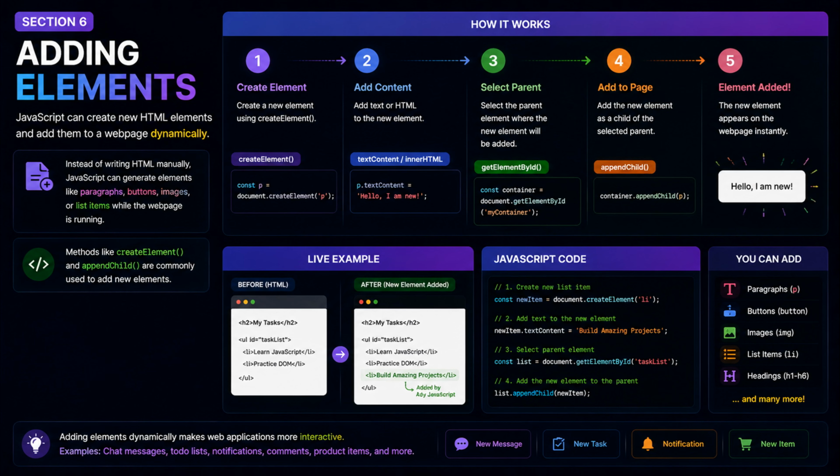Section 6. Adding elements. JavaScript can create new HTML elements and add them to a web page dynamically. Instead of writing HTML manually, JavaScript can generate elements like paragraphs, buttons, images, or list items while the web page is running. Methods like createElement and appendChild are commonly used to add new elements.